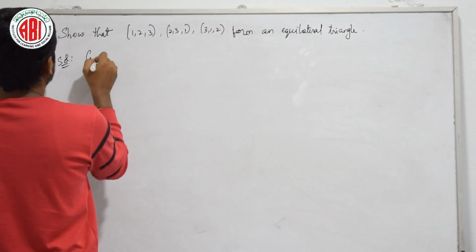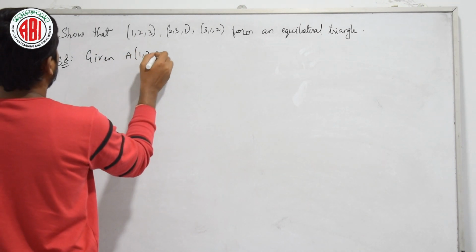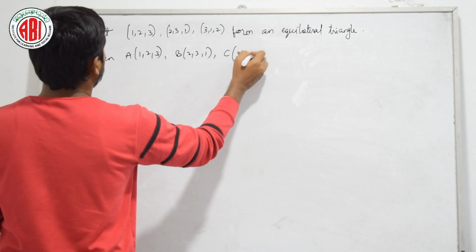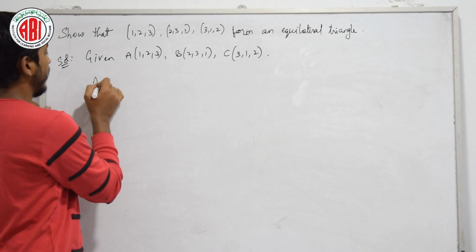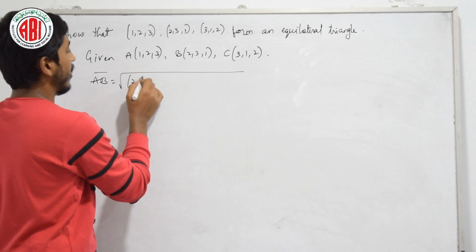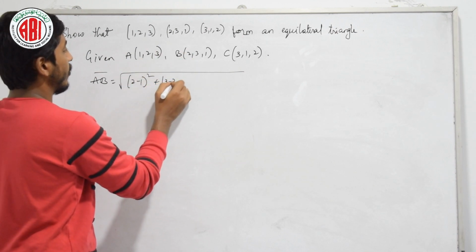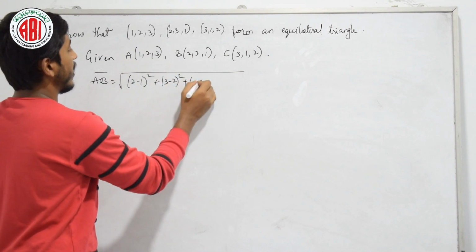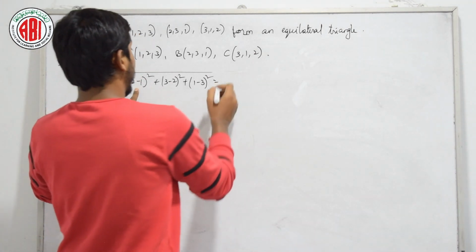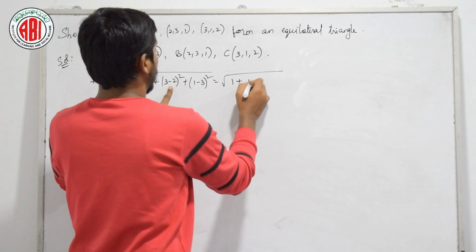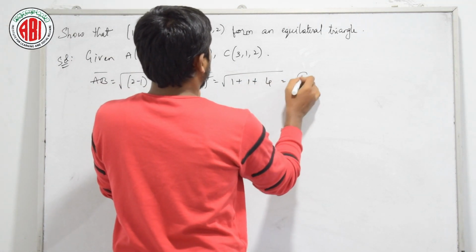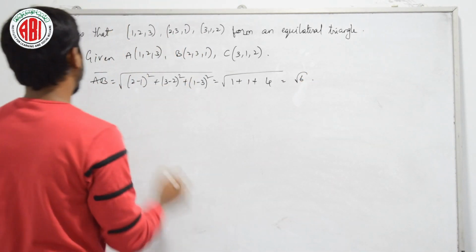Given A (1, 2, 3), B (2, 3, 1), C (3, 1, 2), right? I am writing the direct formula from now. AB is under root (x2 minus x1) whole square plus (y2 minus y1) whole square plus (z2 minus z1) whole square. Is it okay? Now see here, what is 2 minus 1? 2 minus 1 square is 1, 3 minus 2 is 1, 1 minus 3 is minus 2, 2 square is 4, 4 plus 1 plus 1 is root 6. Done.